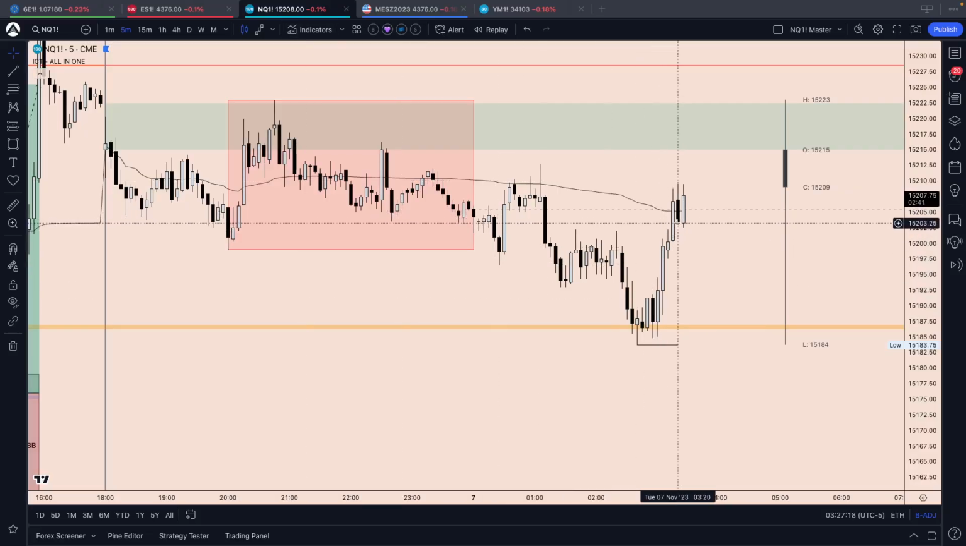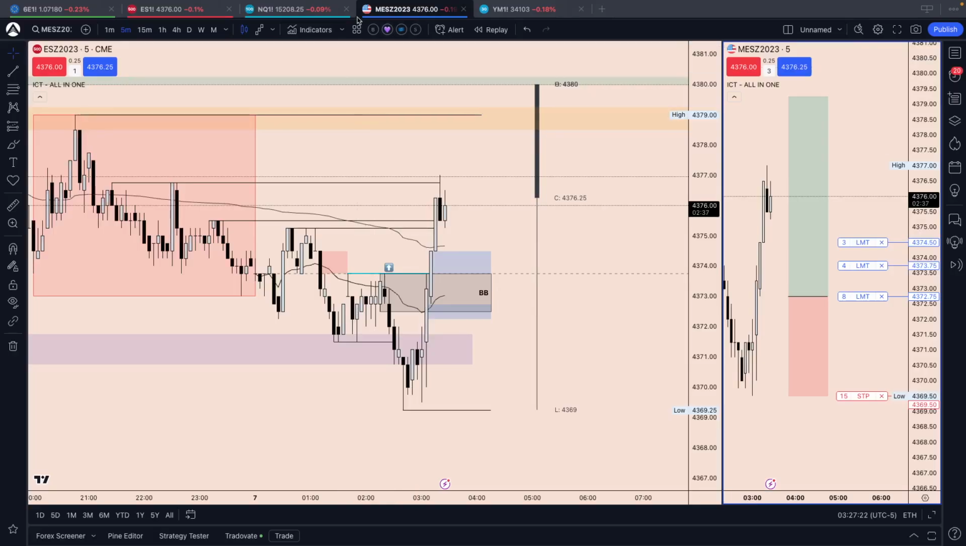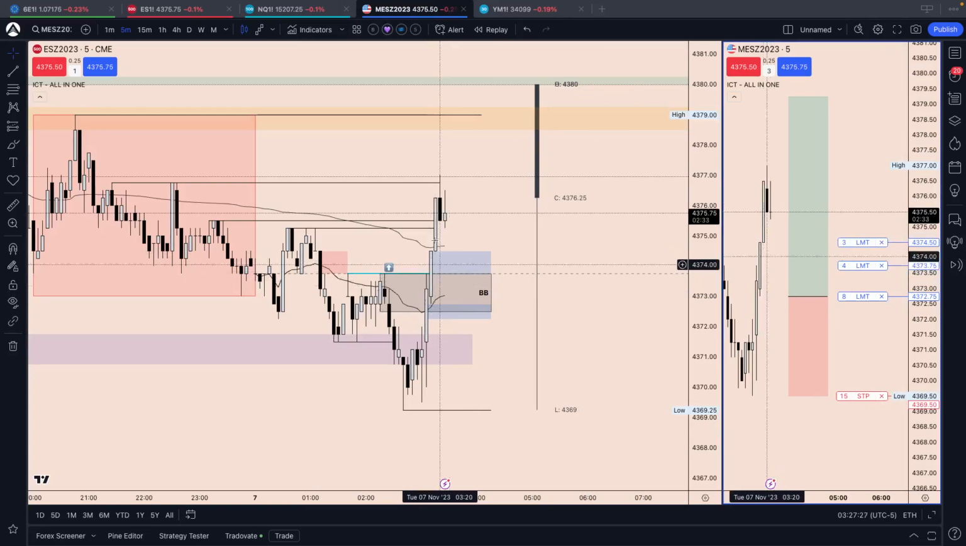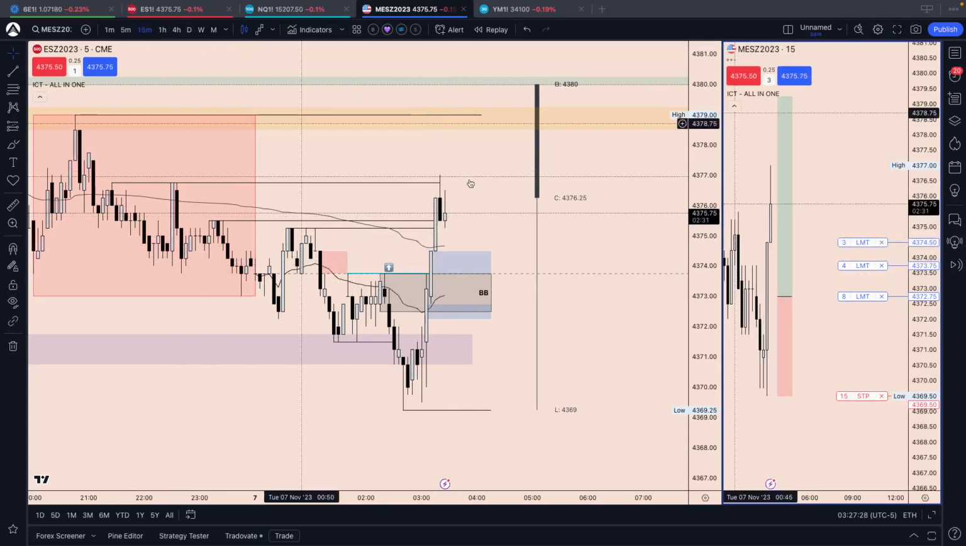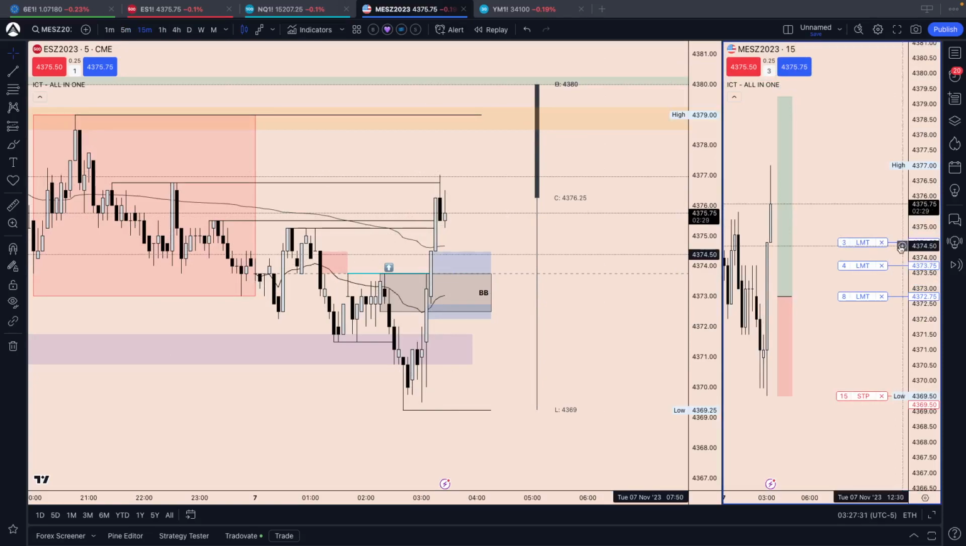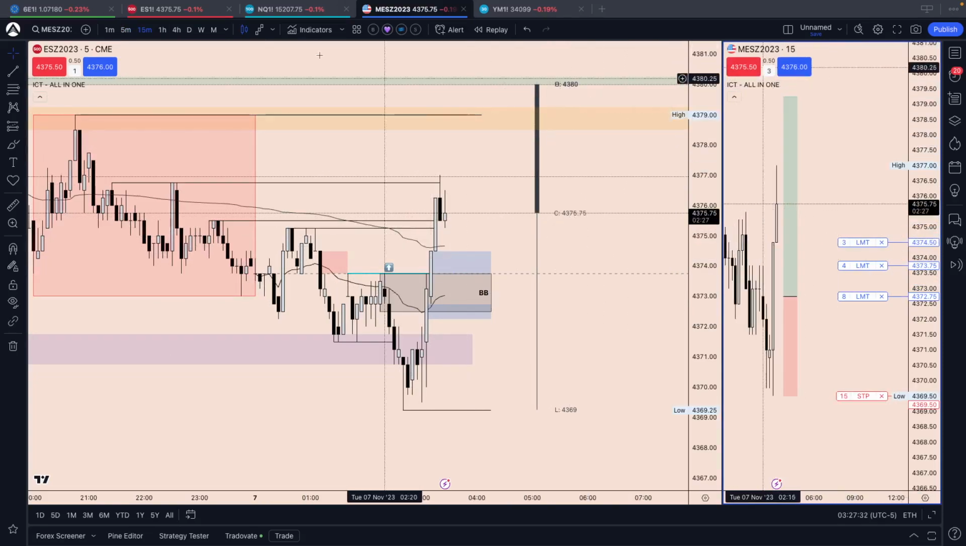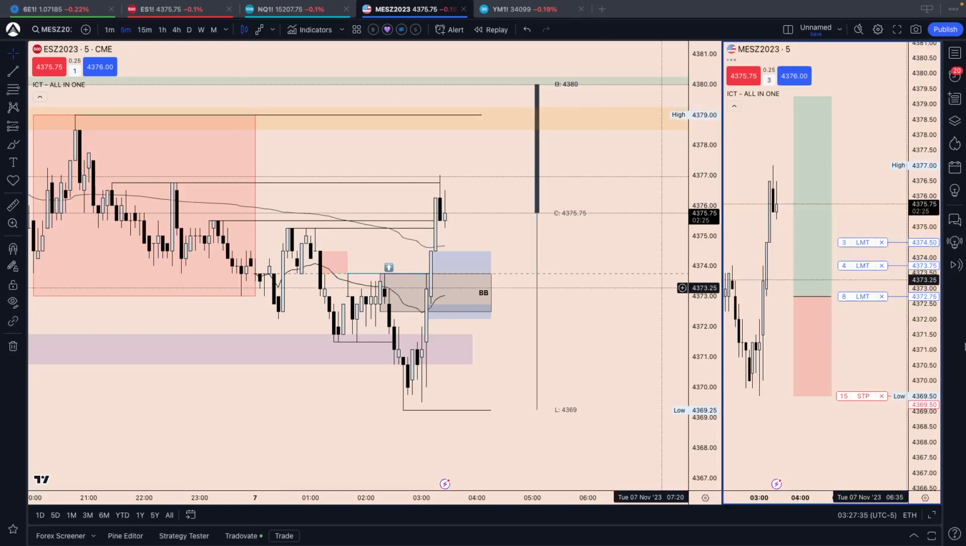NQ pulled back, did the same thing here. This could be the fair value gap that delivers into the Asia high. Like I said, I will start adding once we get back towards the midnight level. 15 minute time frame is about to close in 2.5 minutes. So let's just be patient.